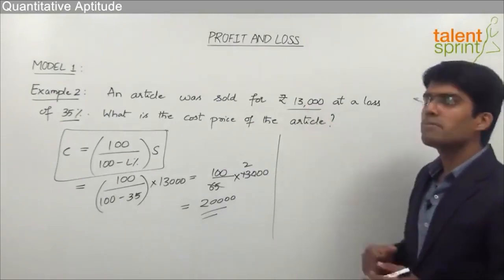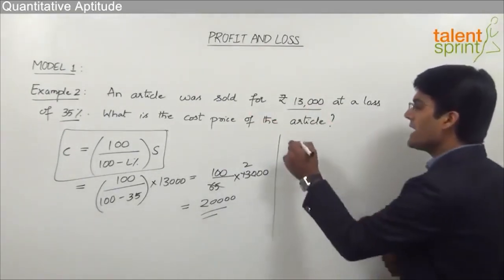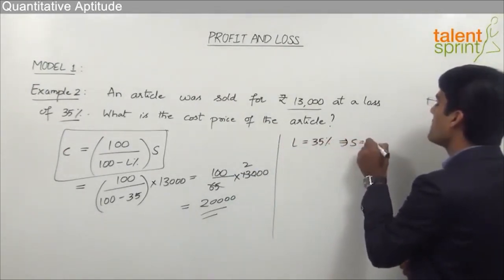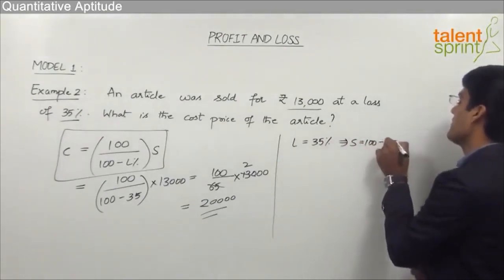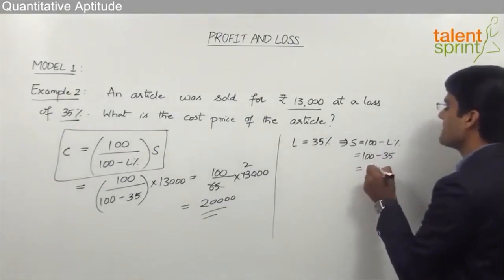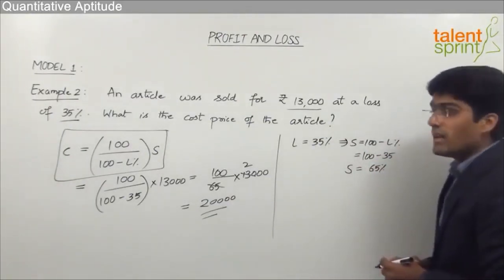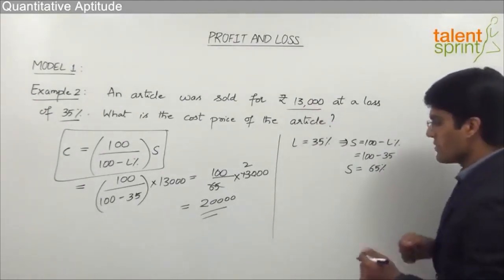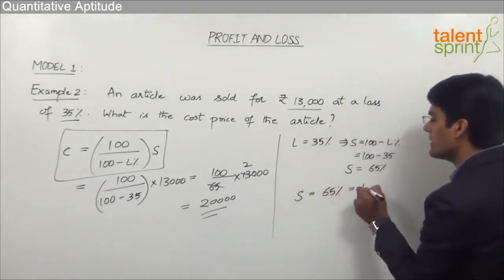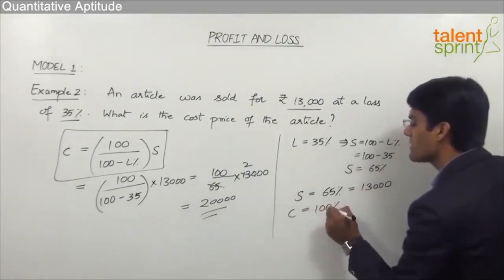The question says selling price is 13,000 and the loss was 35%. We know that if the loss is 35%, the selling price should be 100 minus this loss percentage. So that is equal to 100 minus 35, which is equal to 65%. So selling price here is nothing but 65%. And the given selling price is 13,000. So we can very well understand that 65% is equivalent to 13,000. And we are supposed to find out the cost price. That is nothing but 100% of the value.